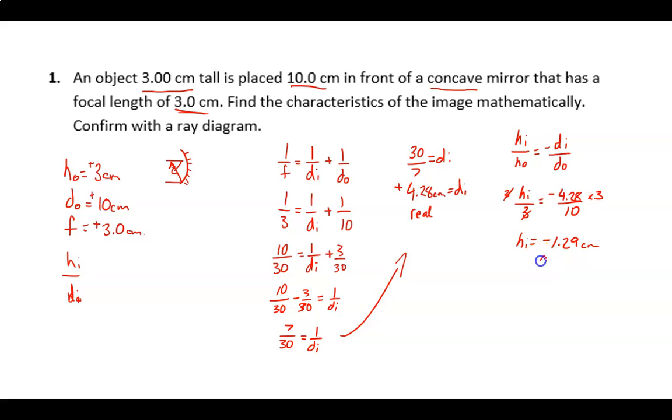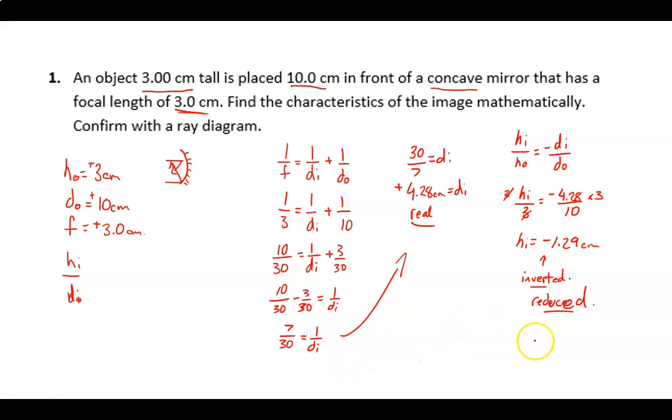Now, first of all, it is negative, which means that it is inverted. And second of all, that 3 centimeter object is now only 1.29 centimeters, which means it is also reduced in size. So this is a real inverted reduced image.